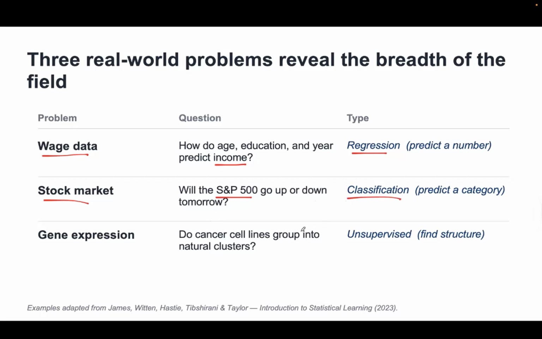Let's shift gears and focus on the third data set. That's gene expression for cancer cells. And here's something that I'd like you to focus on. In this data set, we have nothing to predict. We just have measurements and we ask one question. Do these cells fall into natural groups? That's the unsupervised side. These three examples are going to cover the whole map. Now let's zoom into each type.